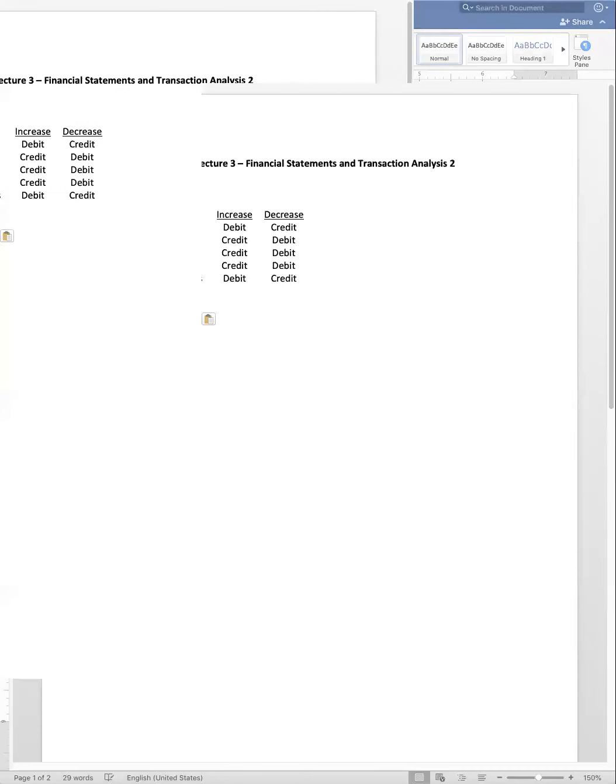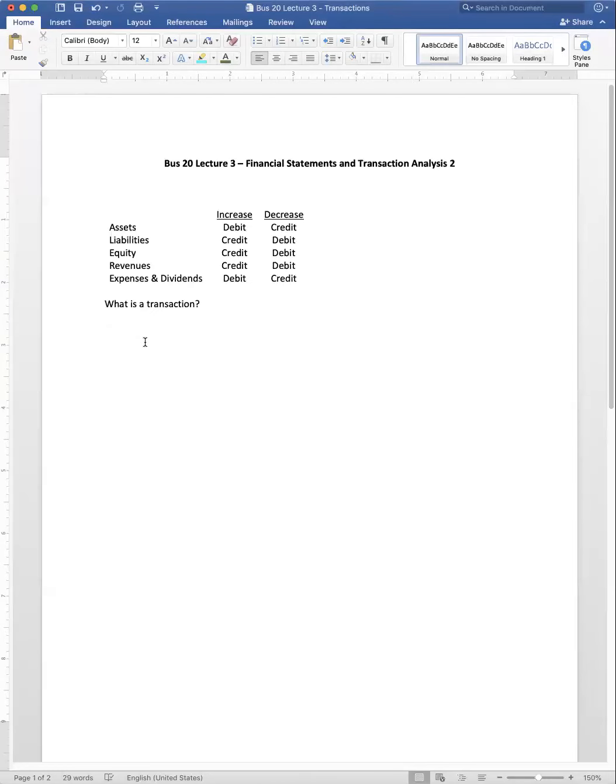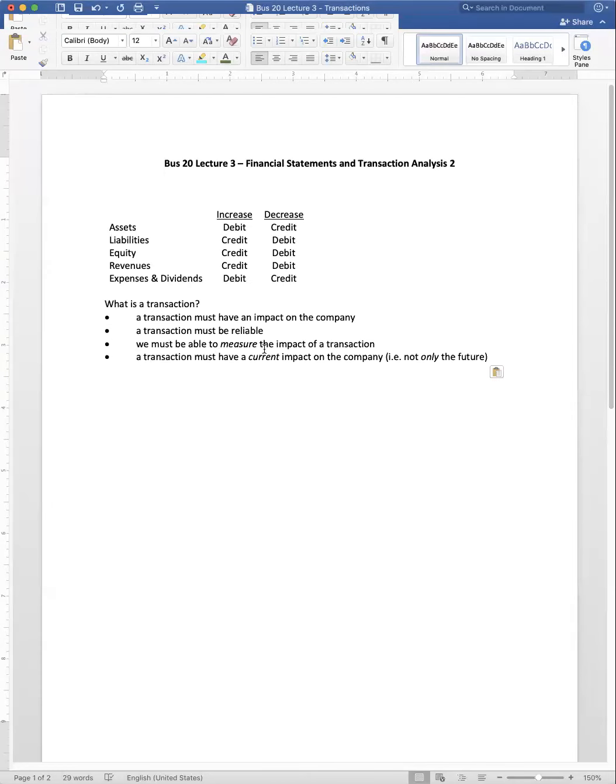So it turns out a transaction has to have certain characteristics. First, a transaction must have an impact on the company. If it's not impacting the company, it's not going to be recorded. Next, the transaction must be reliable. So we have to be certain that the transaction took place and that it's actually impacting in the way that we thought. Third, we have to be able to measure the impact of the transaction. So we need to have a number to go with it.